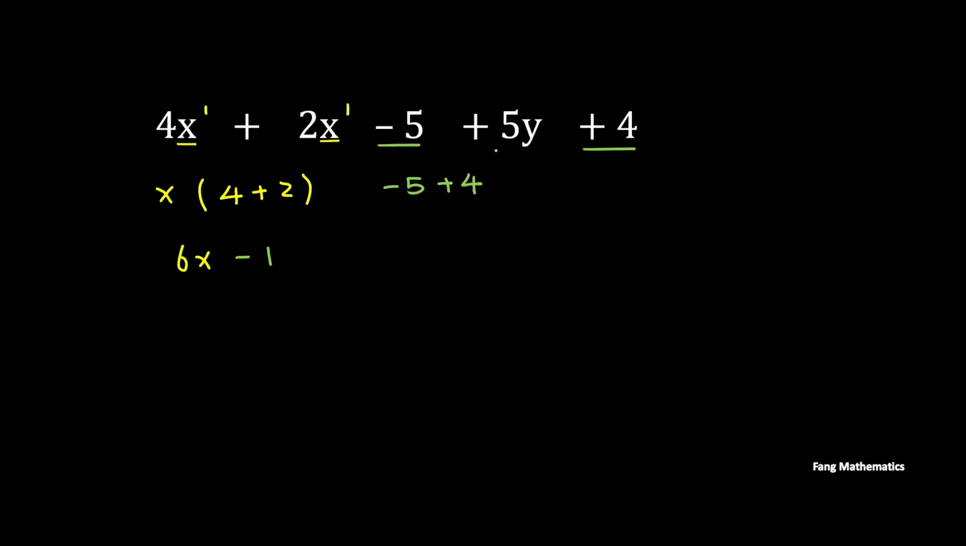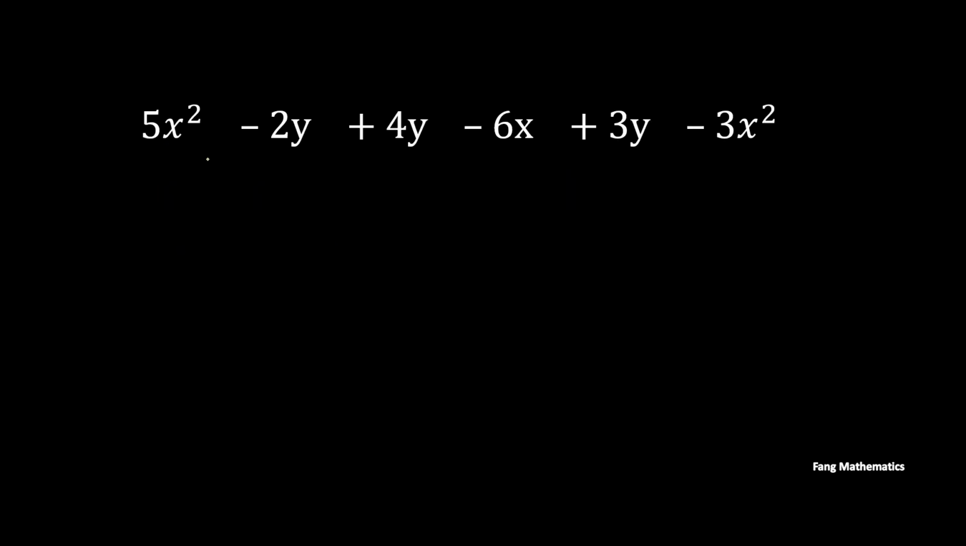The last, we have this plus 5y, which does not have a like term. So we are to directly bring this 5y down. And this expression tells us that we have successfully collected the like terms. Moving on, we are to look at another example.